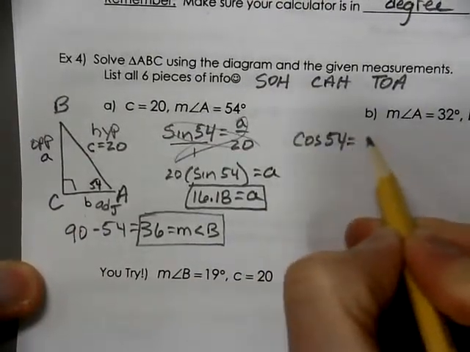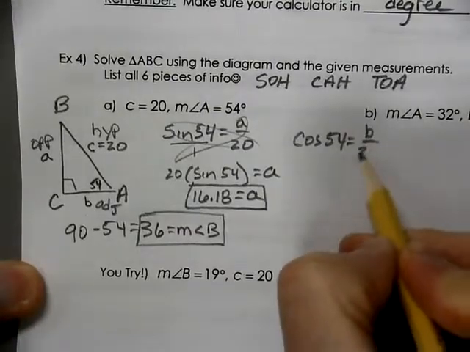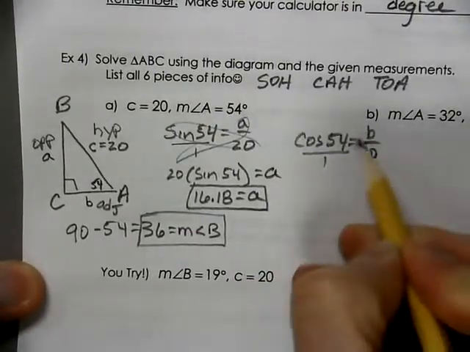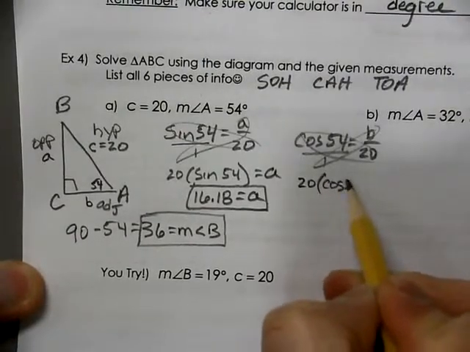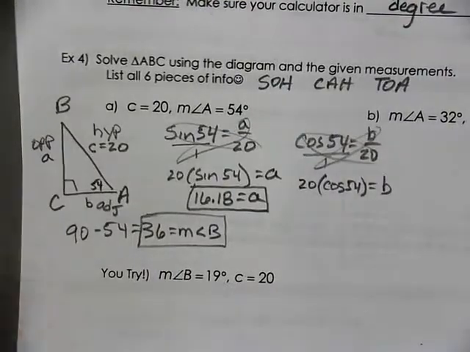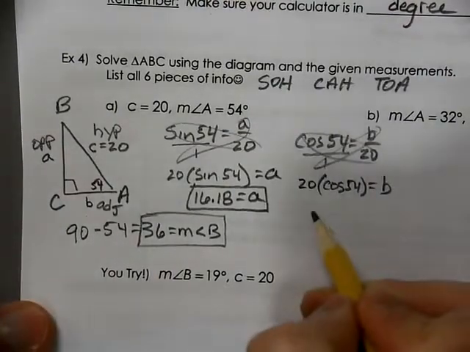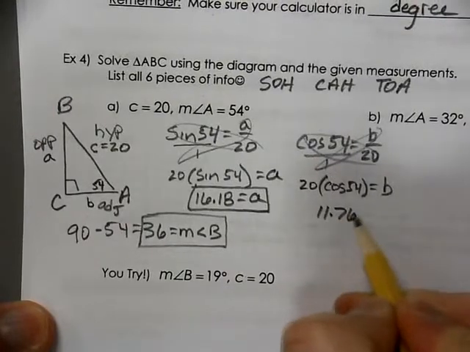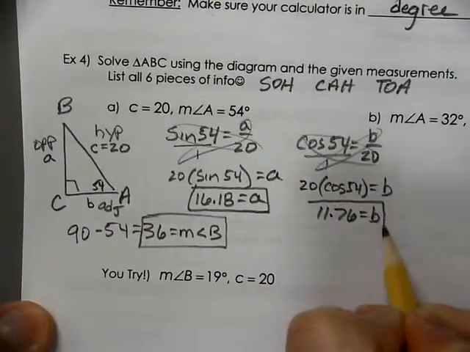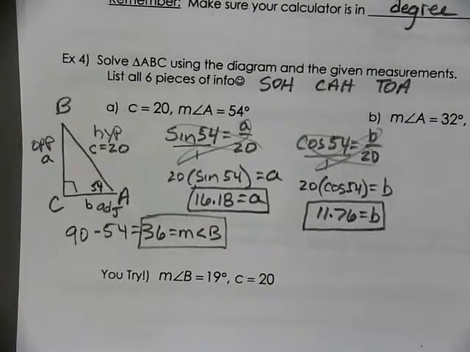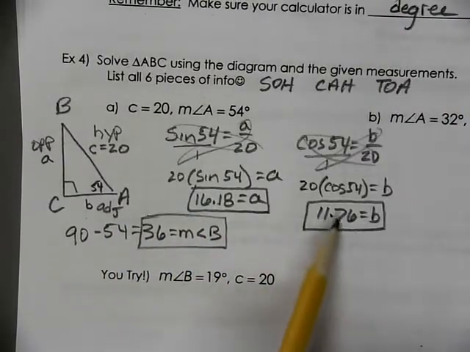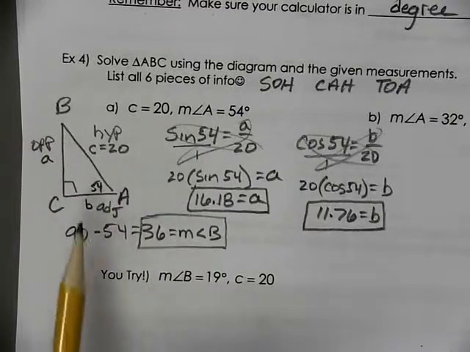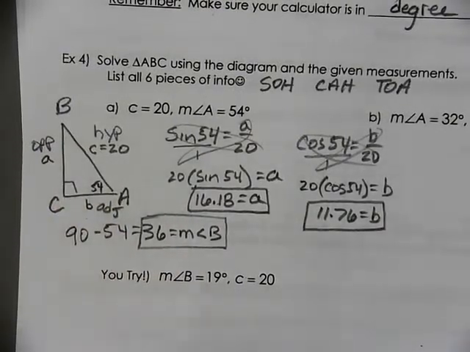Cosine of 54 equals the adjacent over the hypotenuse. Cross multiply, and we get 20 times the cosine of 54 equals B. And with our graphing calculator, we should be getting 11.76. So those are the three sides, 16.18, 11.76, and 20, and the three angles, 36, 54, and 90.